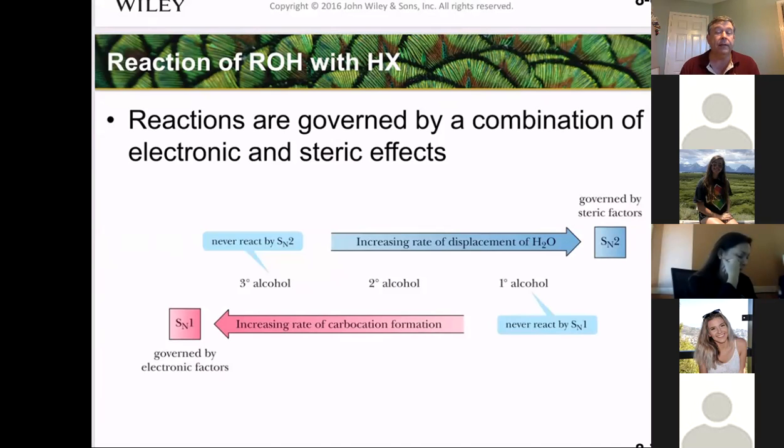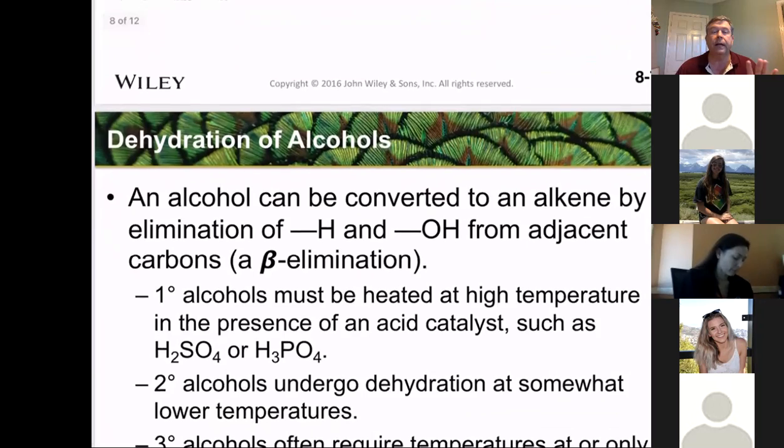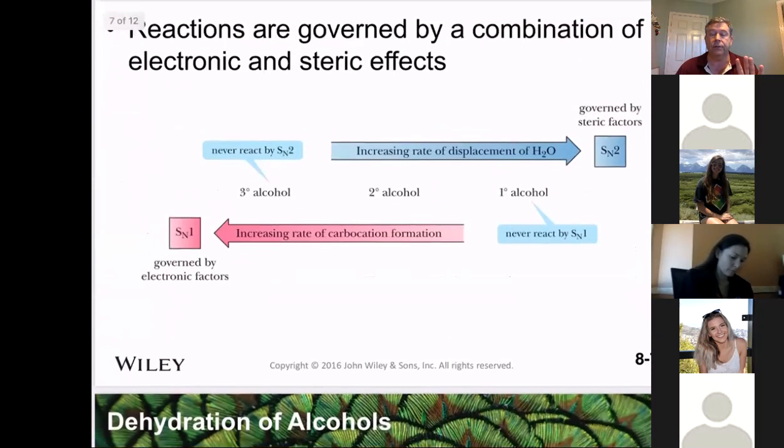However, once we get to the secondary alcohol, it's going to be a little different, and it can go either way depending on the strength of the acid. But the first step in any of these reactions with HX, with water, with an alcohol will be the protonation of the alcohol. Okay, so that's SN1 and SN2 as far as alcohols go.